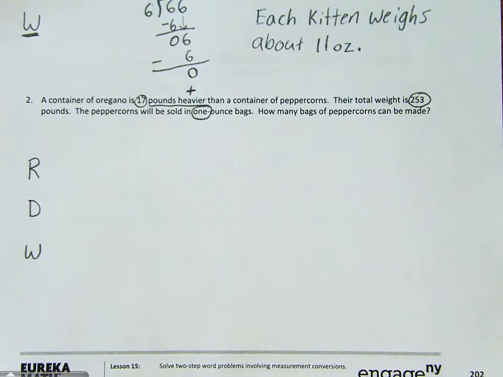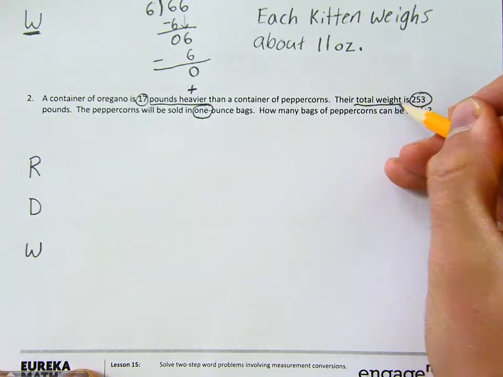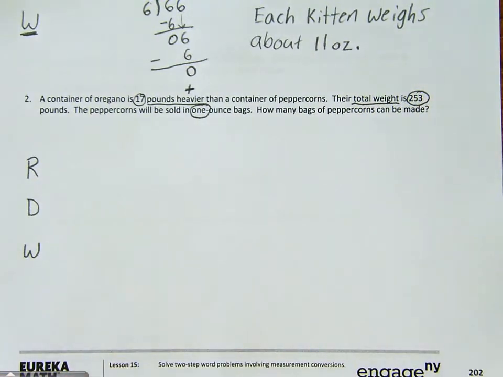Then a container of peppercorns. Their total weight. Now I'm going to underline total weight, because we know we're looking for a total, or we know this is going to be our total, is 253 pounds. The peppercorns will be sold in 1 ounce bags. How many bags of peppercorns can be made?